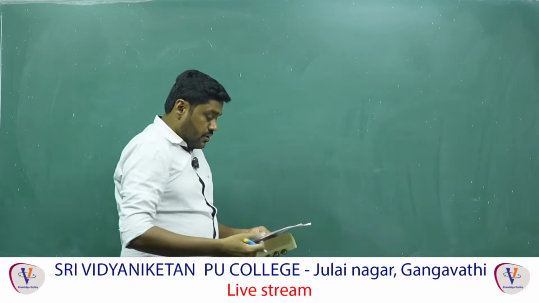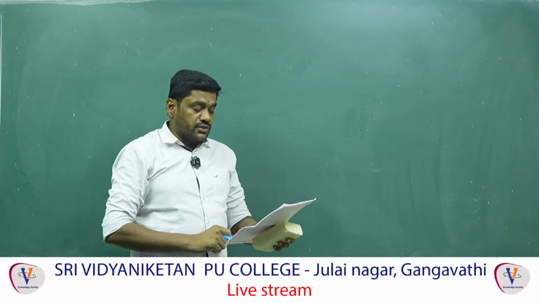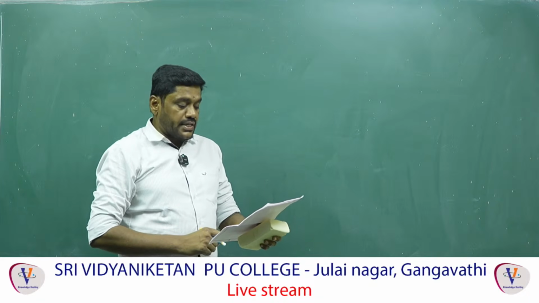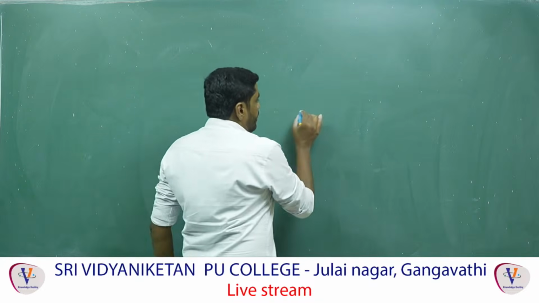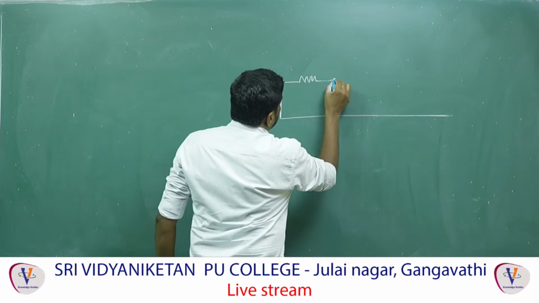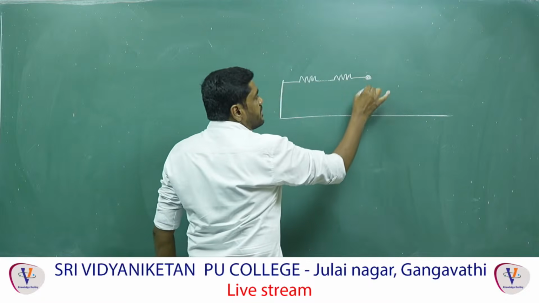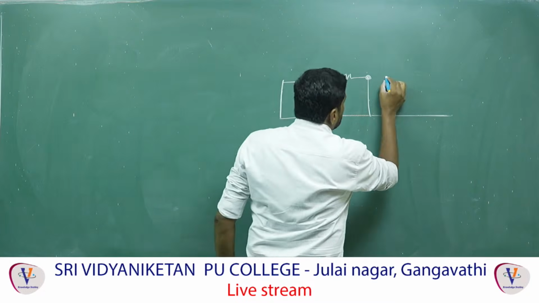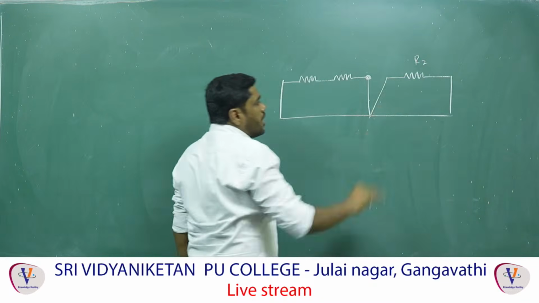An unknown resistance R1 is connected in series with a resistance of 100 ohm. This combination is connected to one gap of a meter bridge while a resistance R2 is connected to the other gap. The balancing point is 50 centimeter. If you take this as one resistance and this as one more resistance, both are connected in the left gap. In the right gap, another one is connected like this. This is R2, I am taking that.